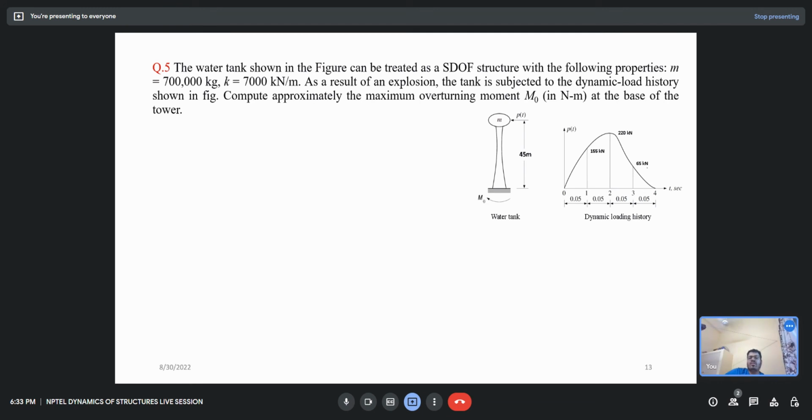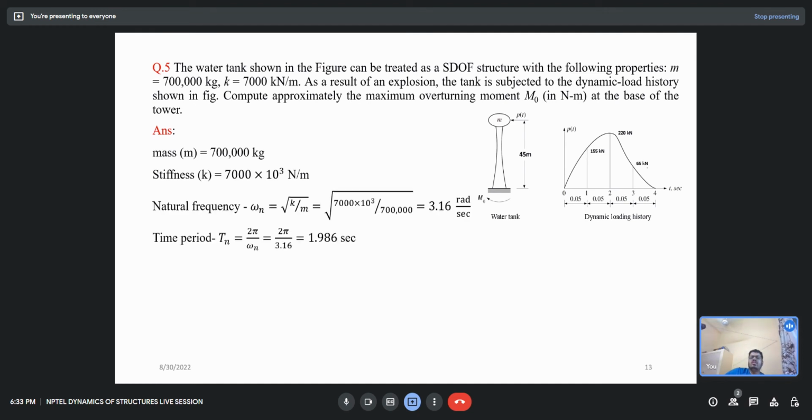First, the mass is 700,000 kilogram and the stiffness is 7,000 into 10 raised to power 3 newton per meter. So the natural frequency omega n is the square root of k by m, that is 7,000 into 10 raised to power 3 divided by 700,000 kilogram. So my omega n is 3.16. The time period is 1.986.